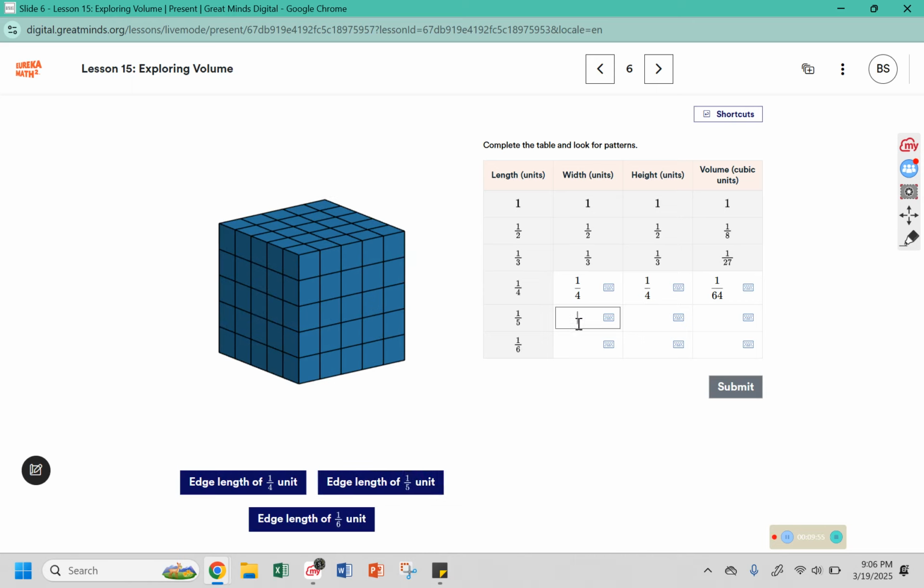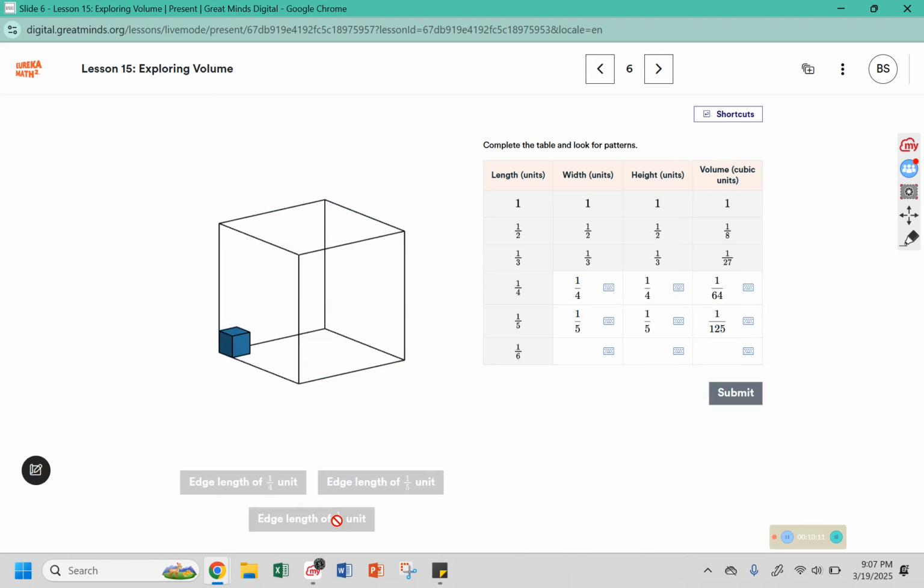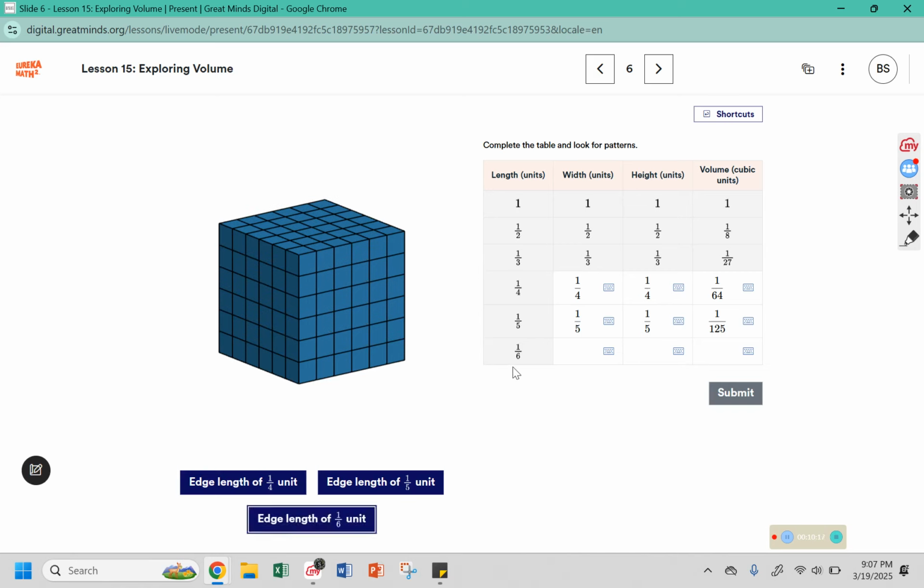These are a fifth long, a fifth wide, and a fifth tall. 1 times 1 times 1 is 1. 5 times 5 is 25. And 25 times 5 is 125. These would be a sixth long, a sixth wide, and a sixth tall. 1 times 1 times 1 is 1. 6 times 6 is 36. Then 36 times 6 is 216.